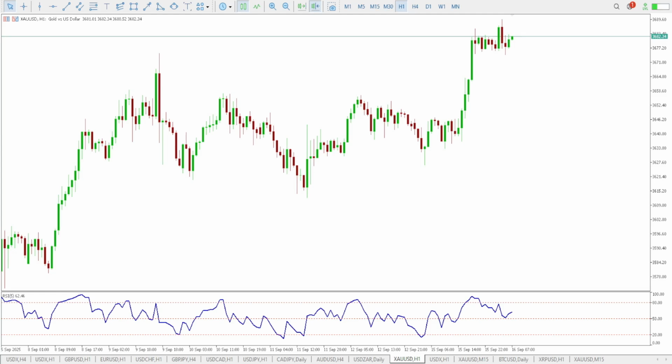Alright, let's start by understanding the market structure. We will mark the important levels on the chart together, and then we will see what type of structure is forming right now. Is gold setting up for a breakout, or is it preparing for a reversal?